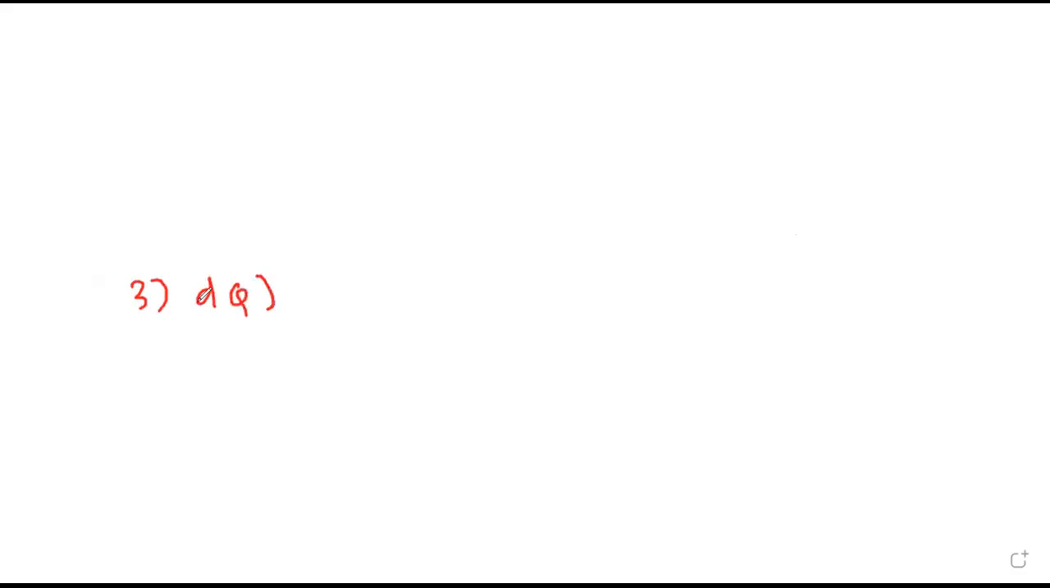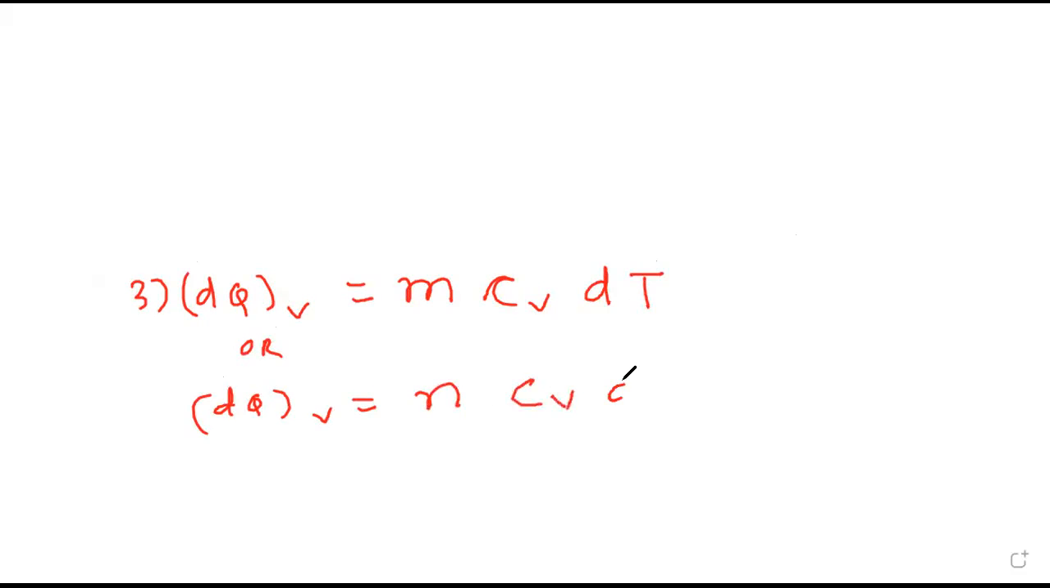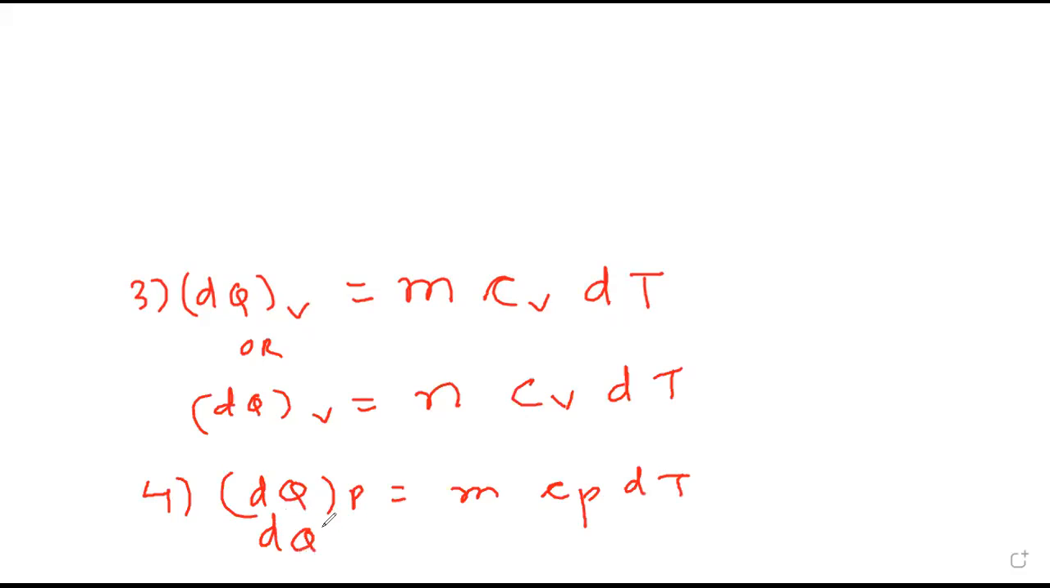Heat supplied at constant volume is mass into principal specific heat into change in temperature. For molar, it is total mole n into Cv dT. This is for 1 mole, so into n for n moles to change the temperature by dT is nCvdT. Heat supplied at constant pressure is m into principal specific heat into dT. Total heat supplied for n moles is n into molar specific heat into change in temperature. Write this for numerical.